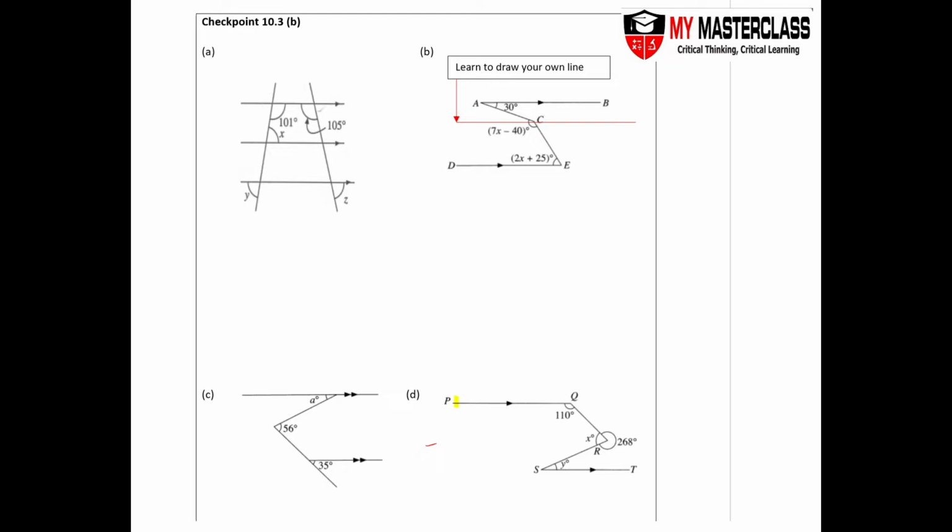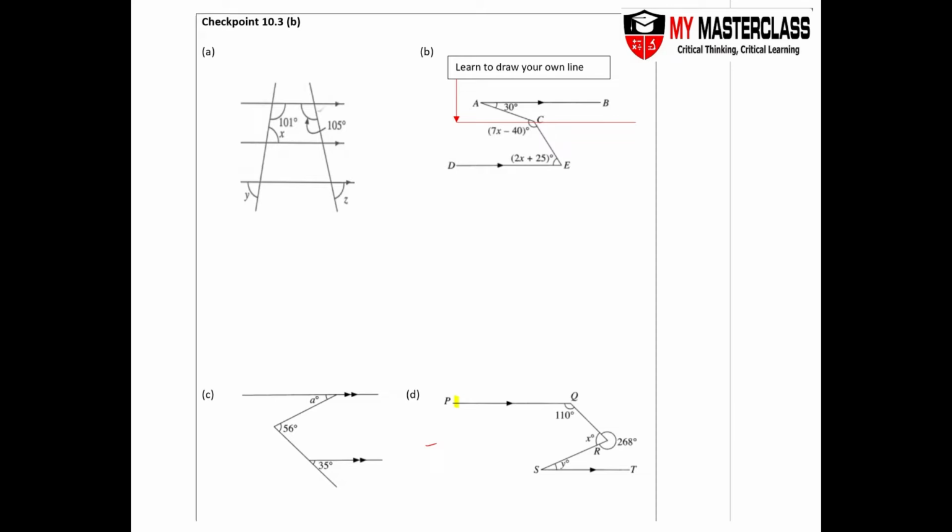Now, on the topic of basic geometry, let's take a look at checkpoint 10.3 part B, question A. This is actually a question with diagrams that are more complex, so you have to learn how to draw your own line or identify things that fit the different kinds of reasons. Let's take a look at the first part, where you are given x, y, and z to find and calculate.